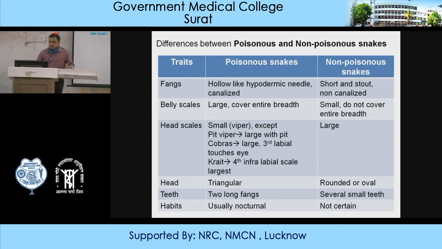Now head scale. In a poisonous snake the head scale is small, while in a non-poisonous snake the head scale is large, except in some poisonous snakes. In the pit viper, the head scale is large, with a pit. The second one is the cobra, having a hood or spectacle mark, and the krait, whose fourth infralabial scale is largest. So these are the exceptions. Otherwise a poisonous snake has a head scale that is small. Now the head is triangular, while in a non-poisonous snake the head is rounded or oval.